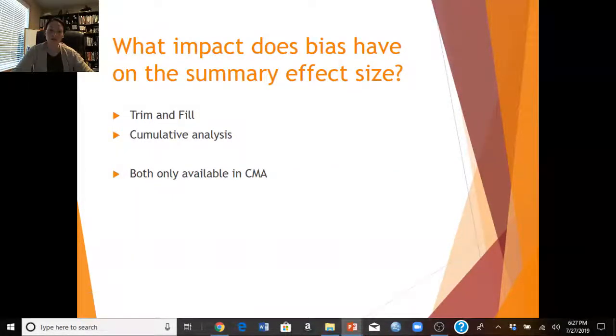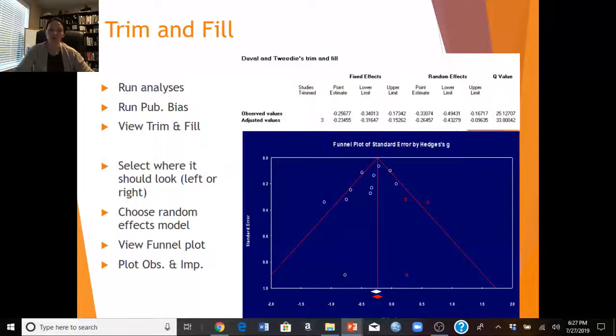So what impact does bias have on our summary effect size? We're going to start with Duval and Tweedie's trim and fill, and then we'll talk about the cumulative analysis. Both of these analyses are only available in CMA. When we're doing trim and fill, this is actually going to be the first step that we take before we go to our funnel plot, because our funnel plot actually plots out what we've learned in the process of completing the Duval and Tweedie trim and fill.